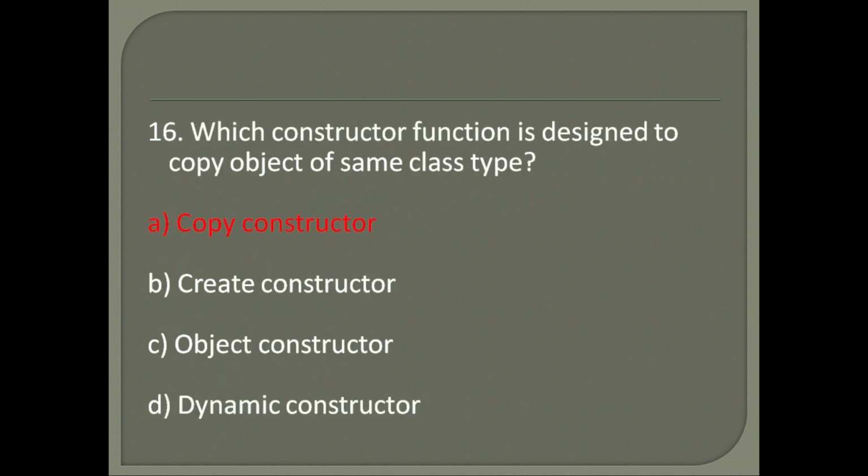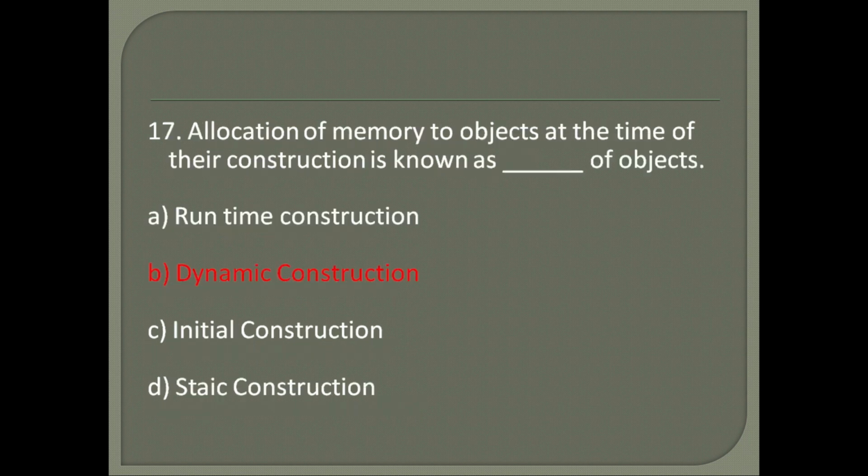Which constructor function is designed to copy an object of the same class type? Option A, copy constructor, is the correct answer. Allocation of memory to an object at the time of their construction is known as dash of object. Option B, dynamic construction, is the correct answer.